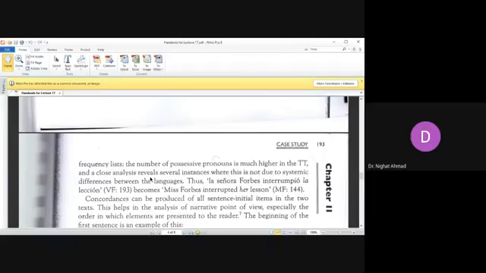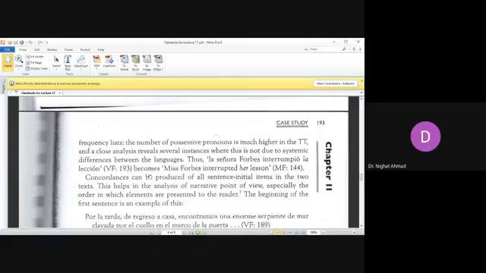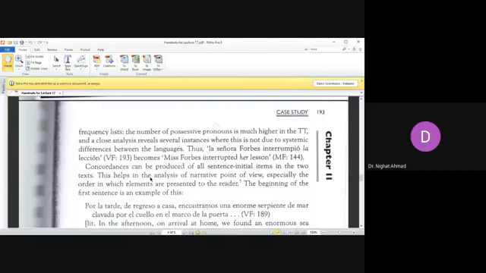You are analyzing the text with the help of this tool. Concordance can be produced by all sentence-initial items in the two texts, and this helps in the analysis of narrative point of view, especially the order in which elements are presented to the reader.